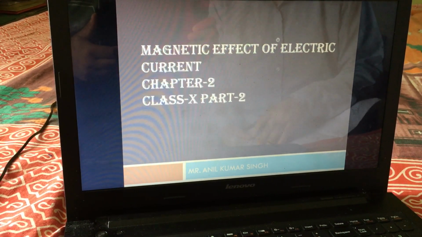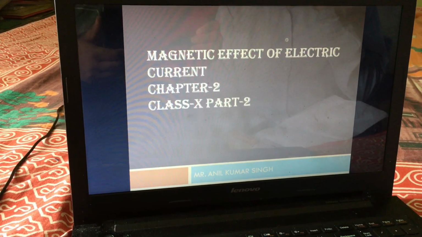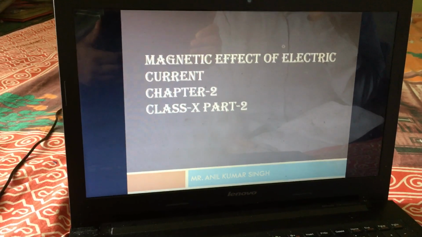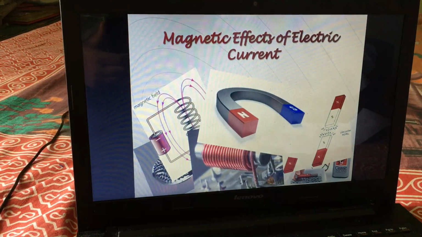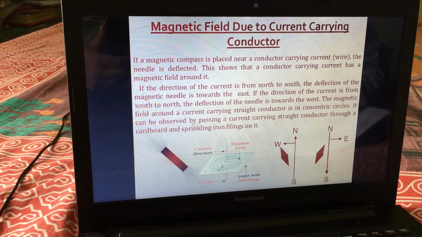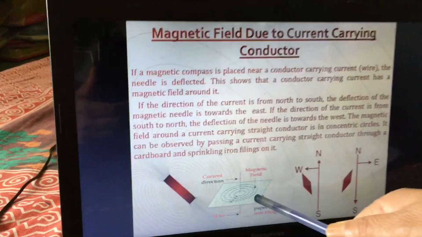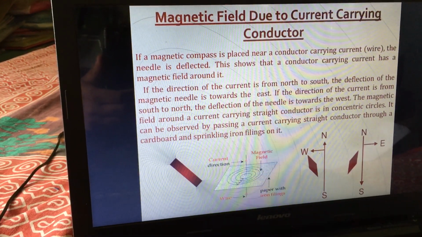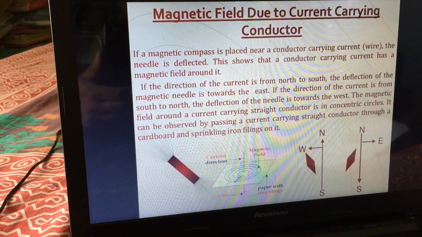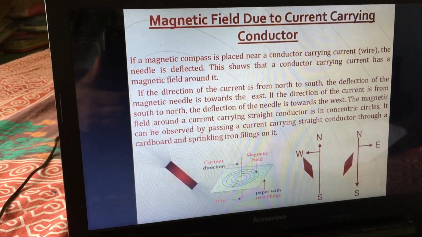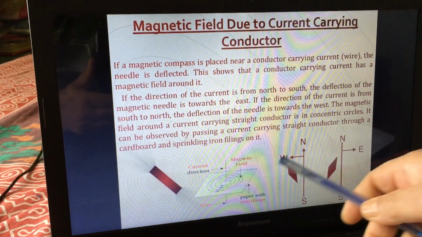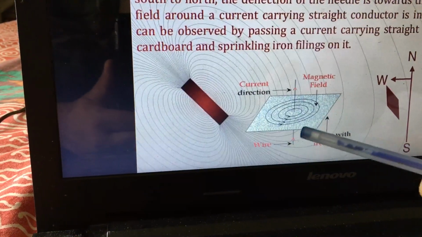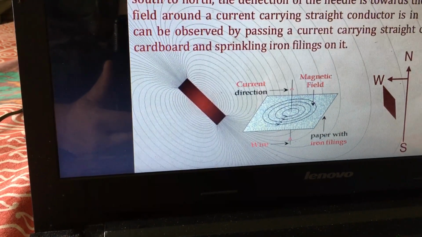In the second part, children, we are going to discuss the combined effect of electric and magnetic field. For that, see in this figure, if the current is passing through a straight conductor, then what happens? A magnetic field is also produced, because a current carrying wire has a magnetic field also. If nearby we put a magnetic compass, then there is a deflection in the magnetic compass. It shows that a current carrying wire has a magnetic field also.